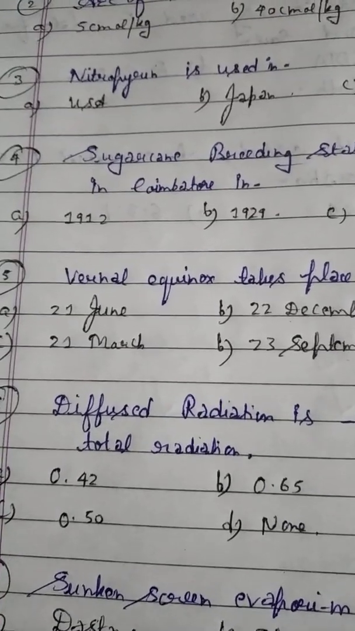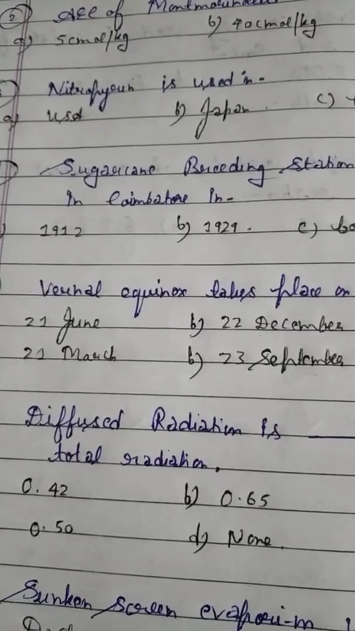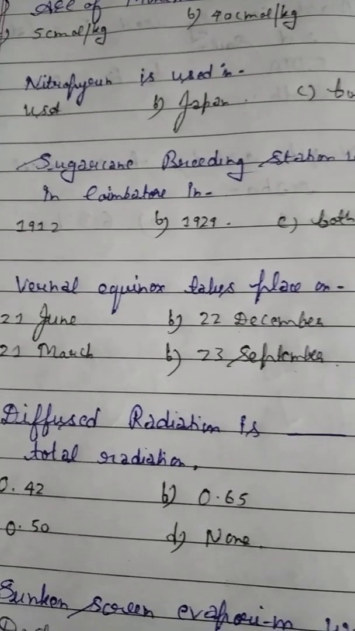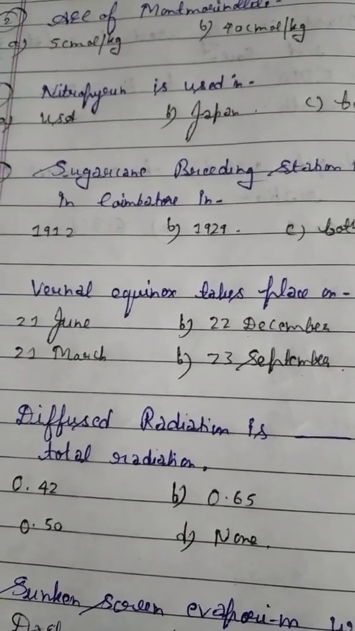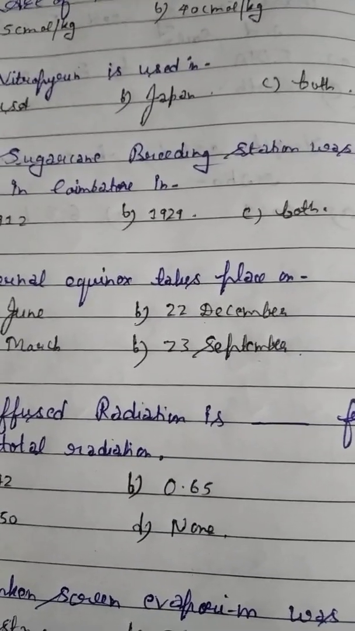Question number 4, students, you see sugarcane breeding station was stationed in Coimbatore in. You have to tell in which year the sugarcane breeding station was started in Coimbatore. Option A, 1912, option B, 1929, option C, both.